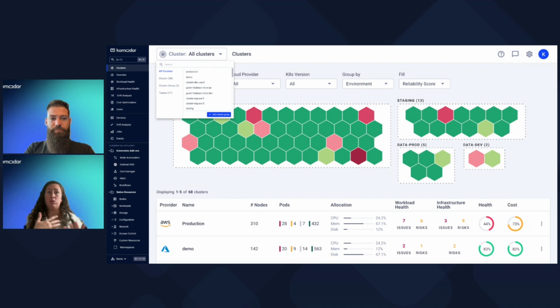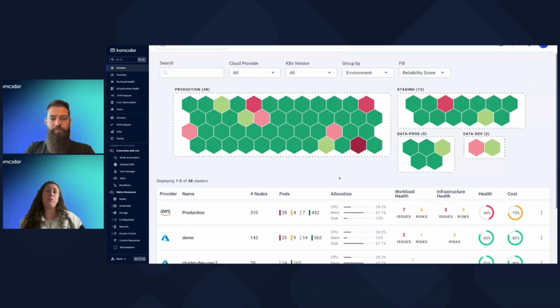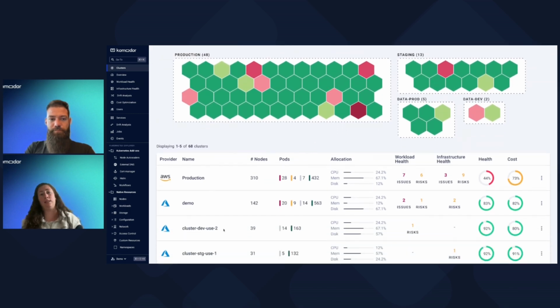You can, of course, create those workspaces and manage them. But within each one of them, you will only get what you are permitted to see and what you also want to see. And again, this really helps with the focus. So as I said, in this list, you can see all the clusters that are connected.